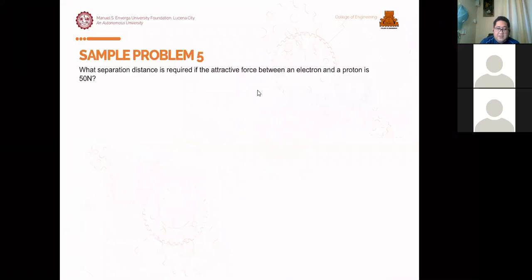What separation distance is required if the attractive force between an electron and a proton is 50 newtons? Okay, attractive force. So, ano bang indication na attractive yung force natin? Kapag yung value natin is negative, no? Kasi yung electron natin, pag negatively charged yung particle natin, automatic negative yung value niya. Okay? So let's say dito yung electron and proton yung pinag-uusapan natin. Anong value ng charges natin?